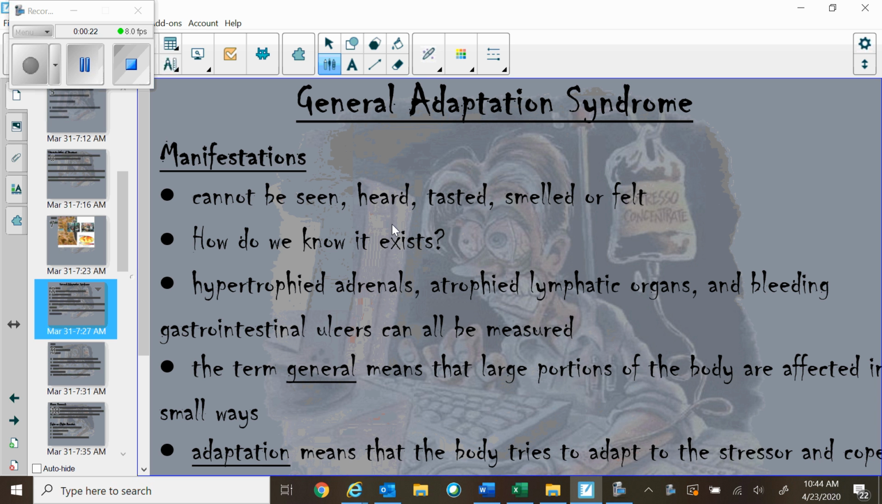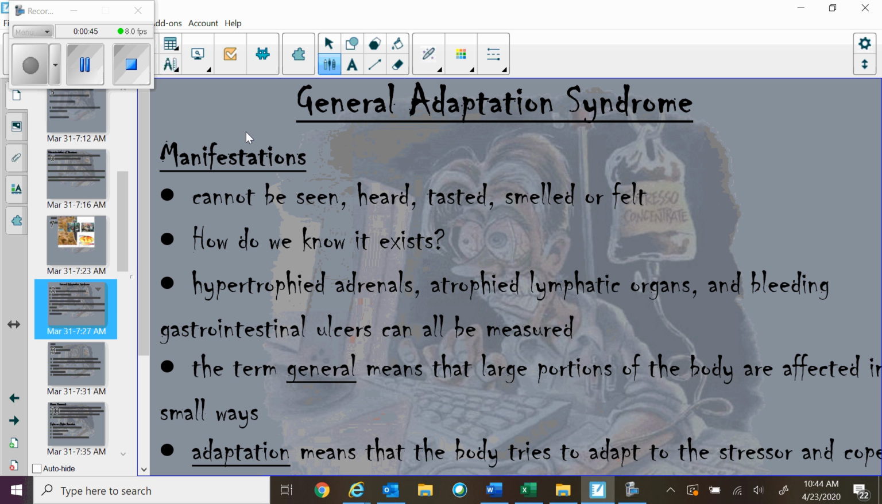So the general adaptation syndrome, how our bodies respond to these stress events. We'll define the term general here in a moment, but adaptation is the important part. We've all been experiencing that recently. We've adapted to this new online learning environment. Some of us better than others.